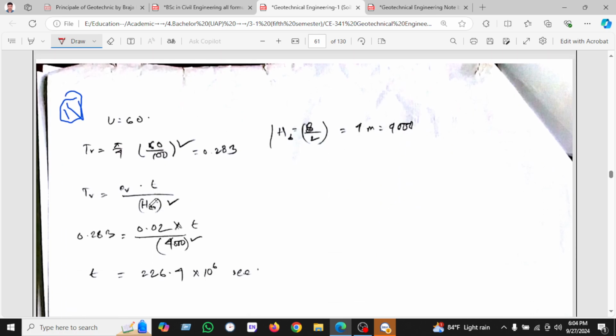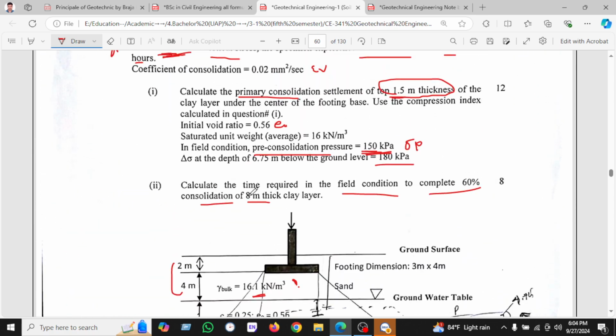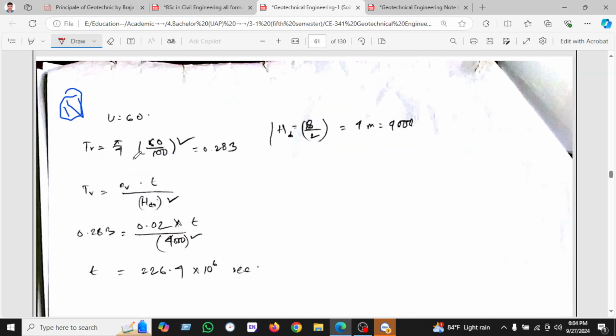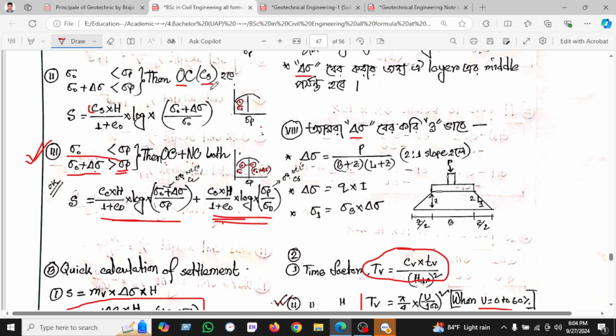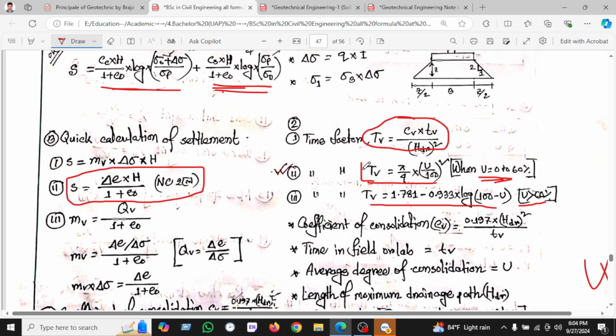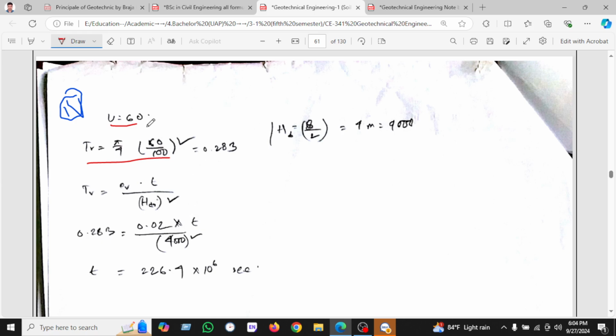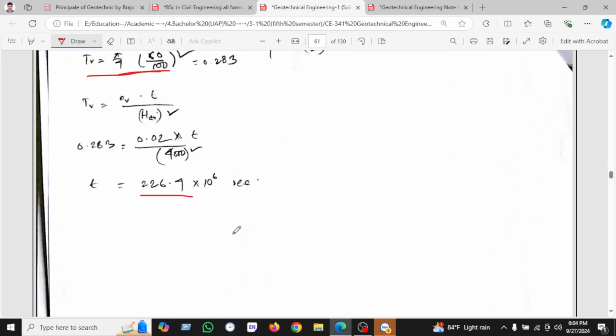And the last one, we have seen here, they calculate the time required. Now we'll show the time required is for 60%. When it is 60%, then we'll use this formula. So this is our second formula; we have used two types of formula. When U is 0 to 60%, then we'll use pi by 4 into (U by 100) squared, and when U is greater than or equal to 60%, then we will use this. So we have the 60%, then we will use this time factor, and putting T equal to 0.224 times 10 to the power 6.